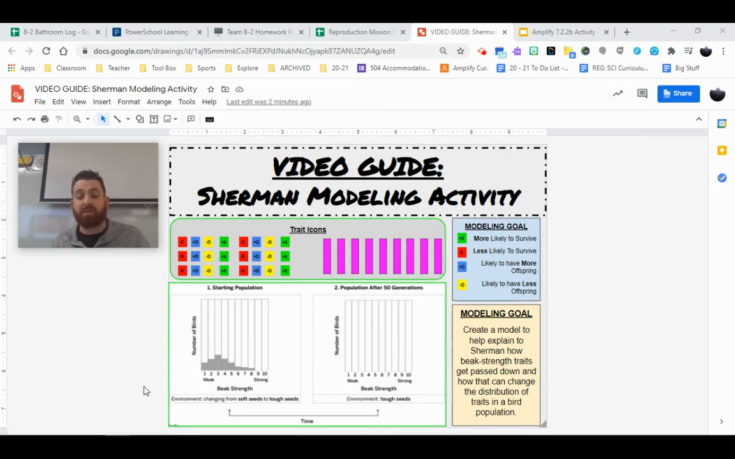So we have to figure out which ones are more likely to survive and less likely to survive. And now we have some new icons that deal with who's more likely to have offspring, who's not. So let's take a look.